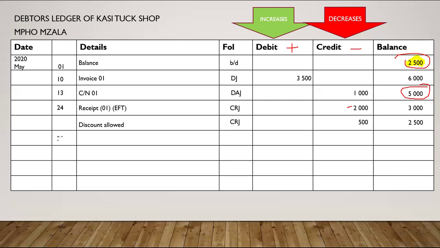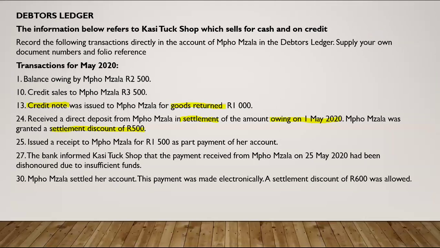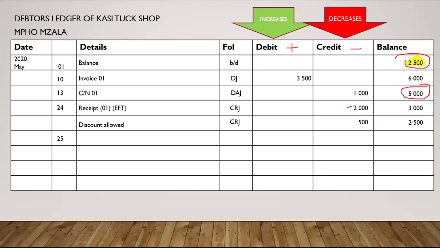On the 25th, what happened? We issued a receipt to Mpomzala for 1,500 as part payment of her account. Therefore, I'll come up with the source document, which is a receipt 02, because the other one was 01. This will be recorded in the CRJ. Mpomzala paid us. Because it's a payment, it will be recorded on the credit side of Mpomzala's account, reducing what Mpomzala owes us from 2,500 to just 1,000.